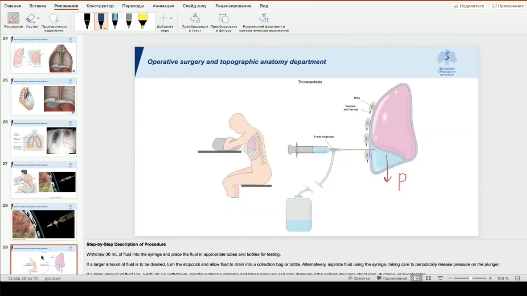In this picture, it's the same explanation why you should do it in the sitting position, because the fluid goes down and you can easily take it out. This is the idea of thoracentesis. The title is from Latin and Greek, so in English it will be pleural injection.